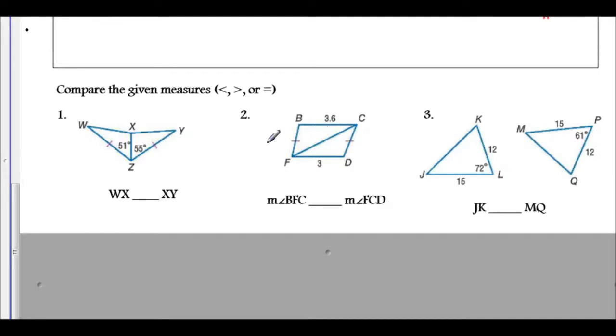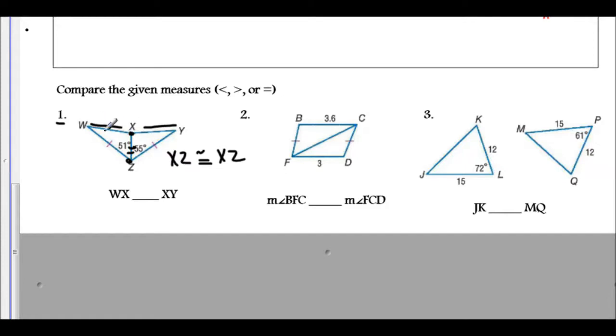Okay, so let's do a few example problems and see if you understand. I'm going to go ahead and do the first one and have you guys do the next. Number 1, let's compare WX to XY. Well, this side WZ is congruent to this side ZW, and XZ in both triangles will be congruent because they're shared. XZ has to be congruent to XZ. So we'll mark those congruent.